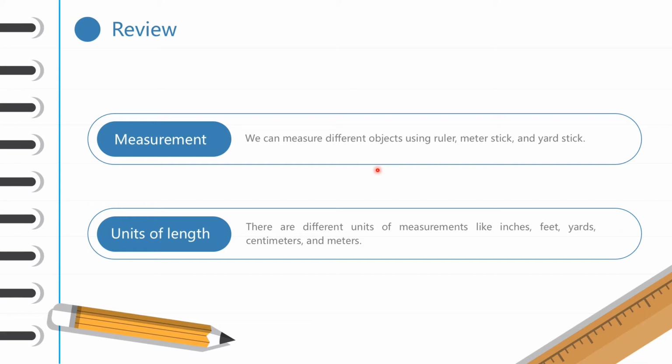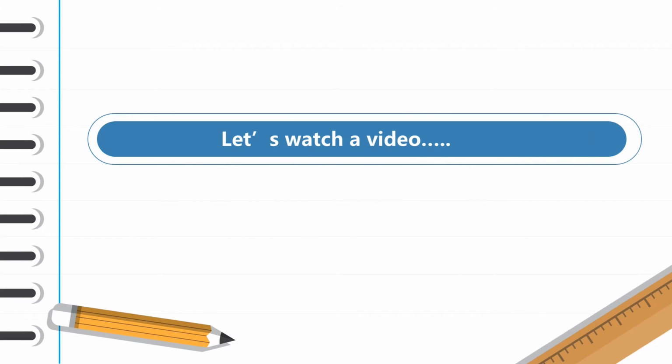So what are the tools we can use for that, and what are the units which you will write when you measure liquid? You cannot write inches, feet and yards with liquid. There are some specific units for liquids. So how can you measure the liquid, and what are the units which we use for liquids? Let's watch a video.